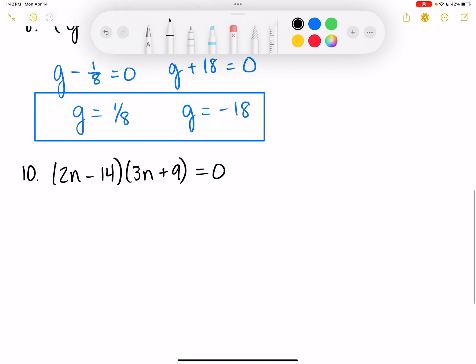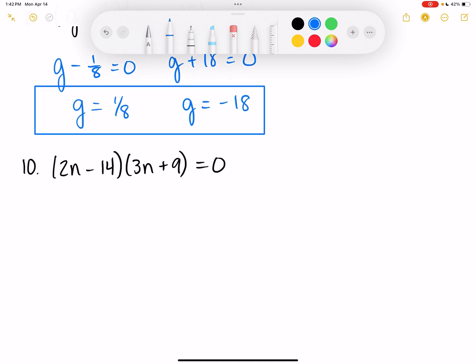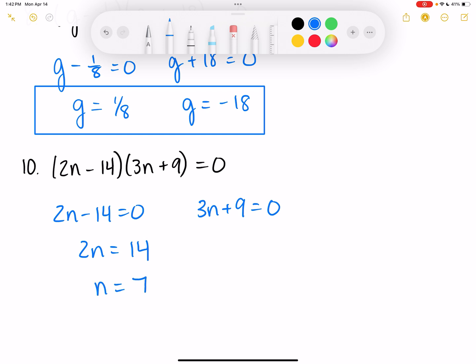All right, so set each piece equal to 0. So I've got 2n minus 14 equals 0, and I've got 3n plus 9 equals 0. So these are our little 2-step equations. So I add the 14 over. So 2n equals 14. Then I divide by 2. And so then n equals 7.